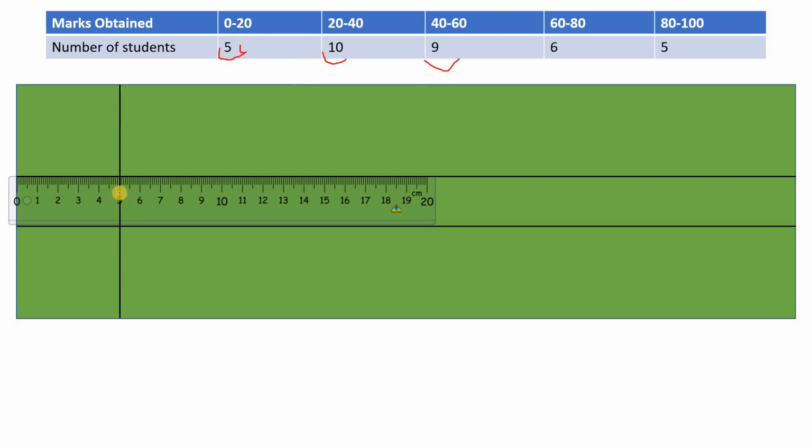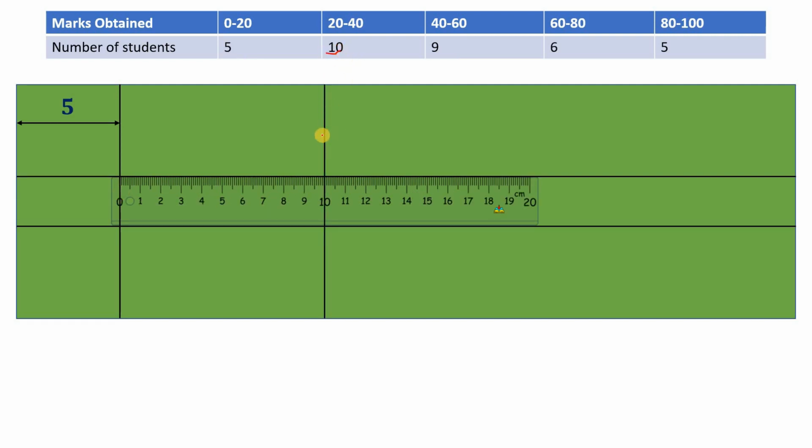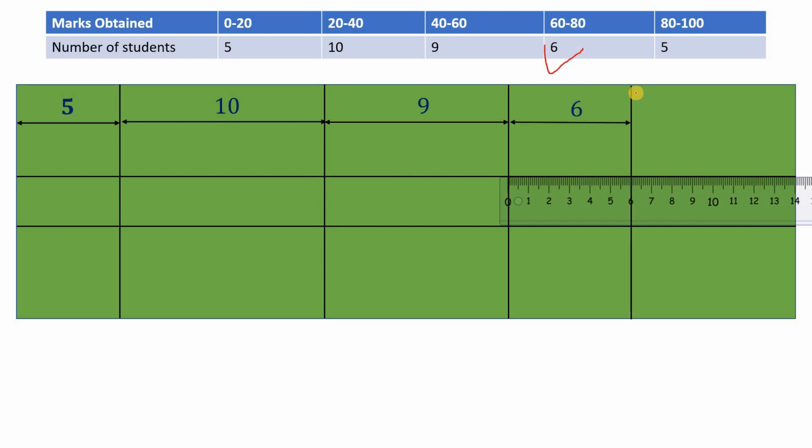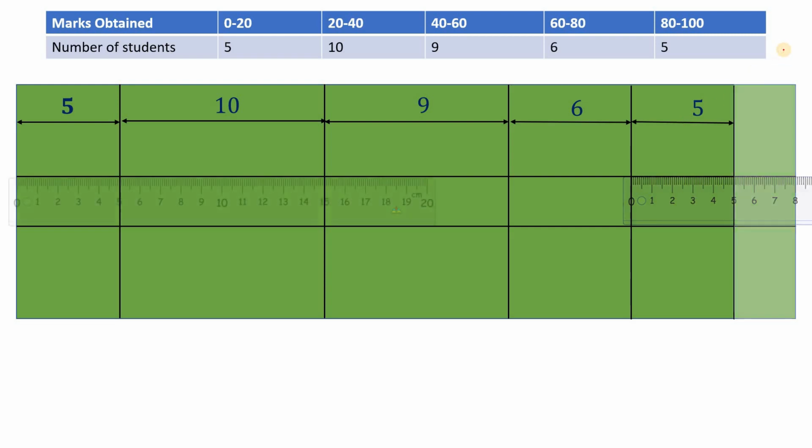Then you measure the distances for the number of students: 5, 10 and 9. This is 5 cm, then 10 cm, then 9 cm, then 6 cm, then 5 cm. The remaining piece of paper will be cut with a scissor.